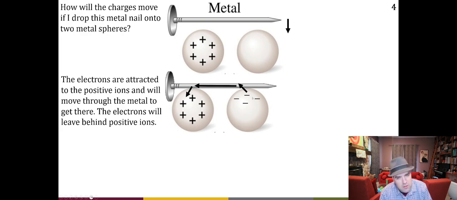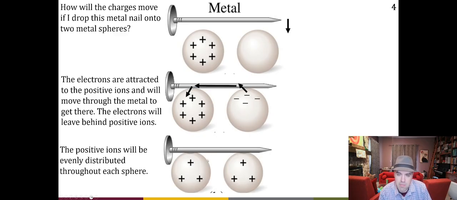Now, when these electrons leave, they're going to leave some positive ions behind. So they left an atom that now has excess positive charge compared to its negative charge. And on this side, when those electrons enter this metal sphere, they're going to enter some atoms that had some excess positive charge that now are going to become neutral.